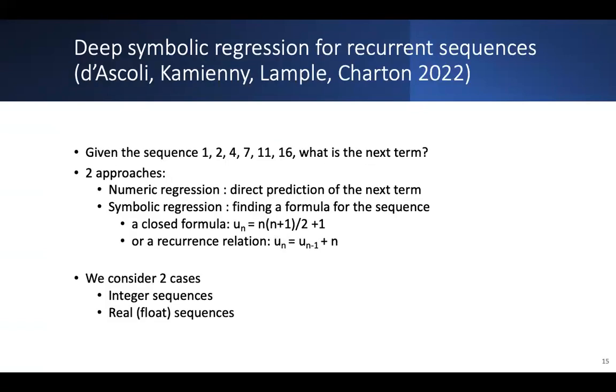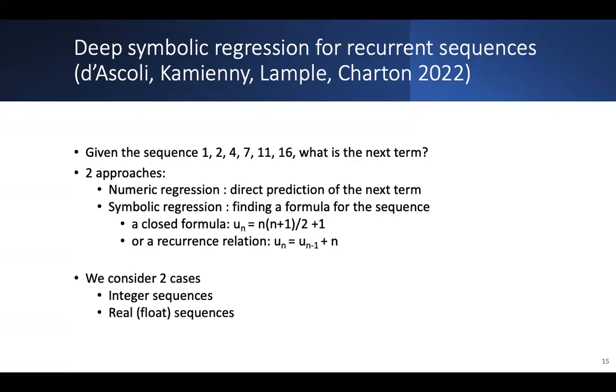So let me present you a couple of examples of this. The first one is a paper from last year with Stéphane Descoli. Basically, we wanted to address a problem that you might know, IQ test. I'm giving you a sequence of numbers, and you're supposed to predict the next one. So I'm giving you 1, 2, 4, 7, 11, 16, and you're asked, okay, what's the next one?